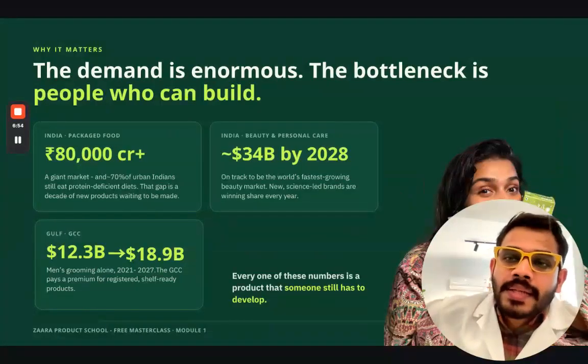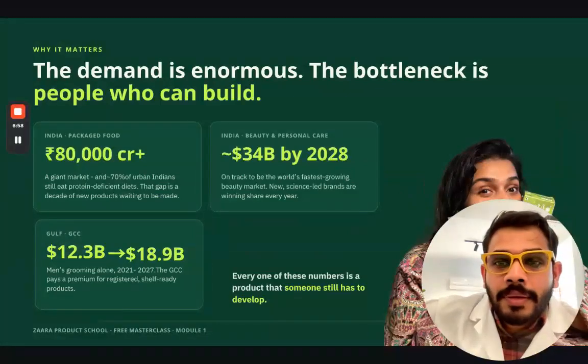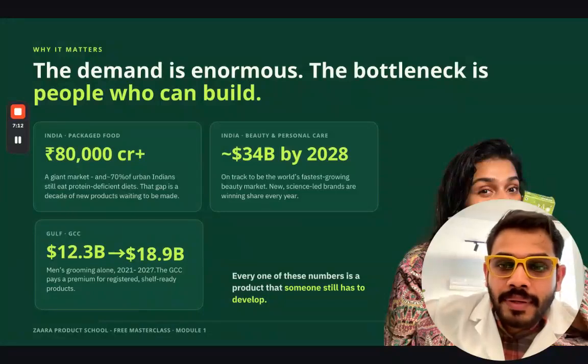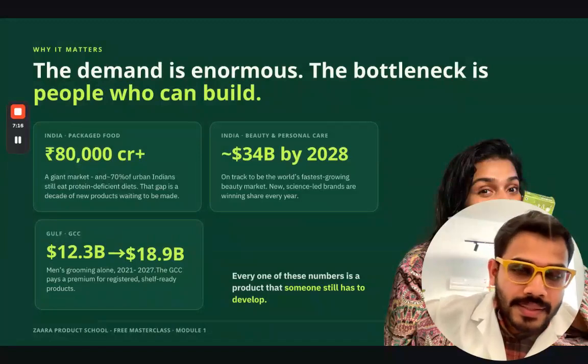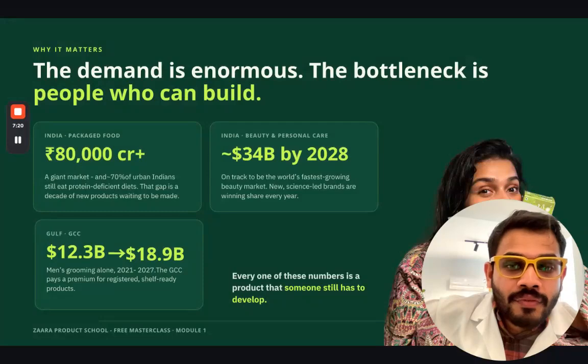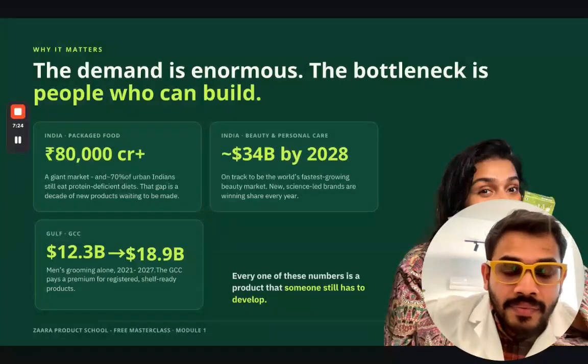So the impact is that when commercial product development is happening, there are immense bottlenecks. For example, if you see the Indian packaged food industry, the Indian health food industry or food industry market size is 80,000 crore, and still 70% of urban Indians eat deficient diets. So there is a huge gap in it. And even the beauty care industry is 34 billion in 2028. So beauty care, personal care is a very important aspect.